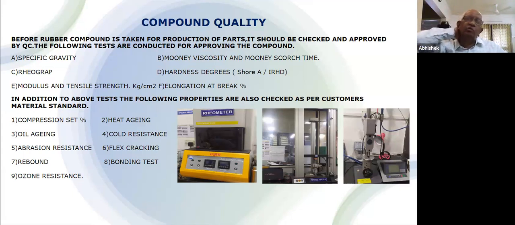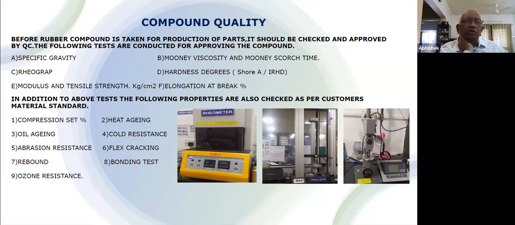In addition to the above tests, the following properties are also checked as per the customer material standard. In companies like ours, the customers give us the drawing, and the drawing, apart from the details of the product, will also mention the material to be used and the properties they are expecting. So these properties are also checked in the beginning. When you develop a compound that will be used for production, it should be okay for these properties, apart from what I have explained to you.